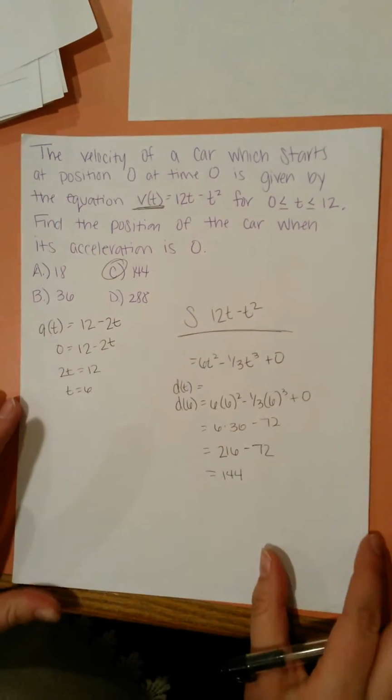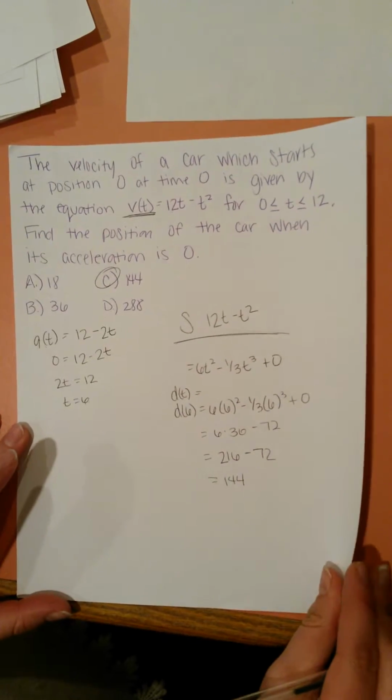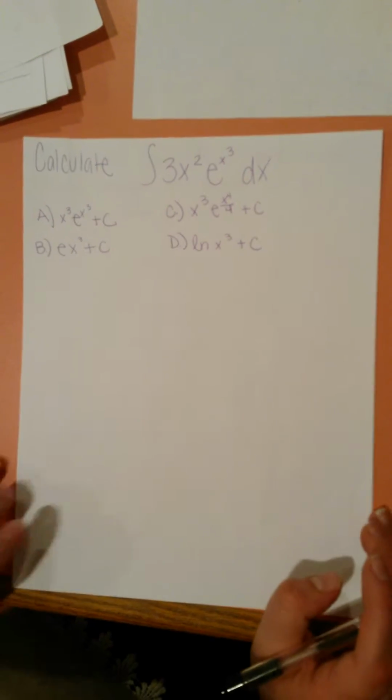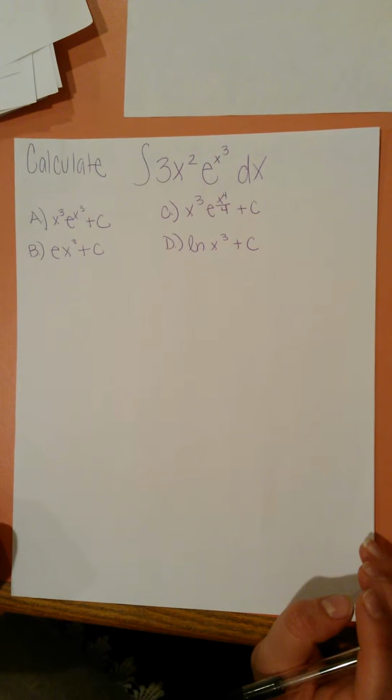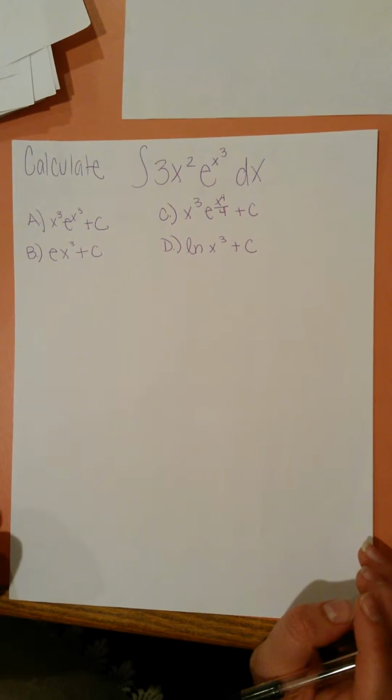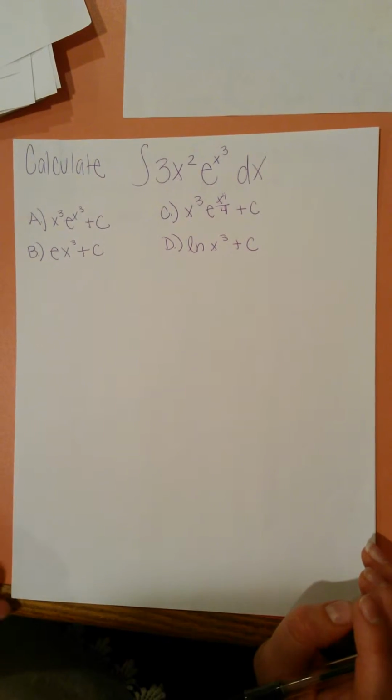Sorry that I messed up the first time and couldn't walk you through that more, but we'll move on to the next one. This one says calculate the integral of 3x squared e to the x cubed dx.